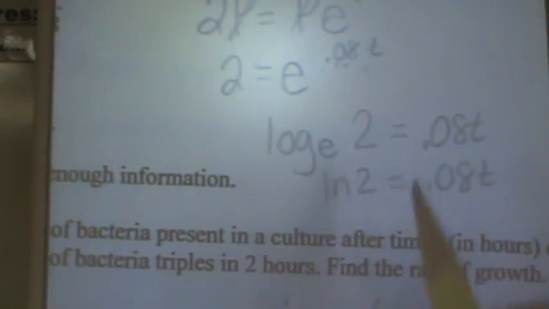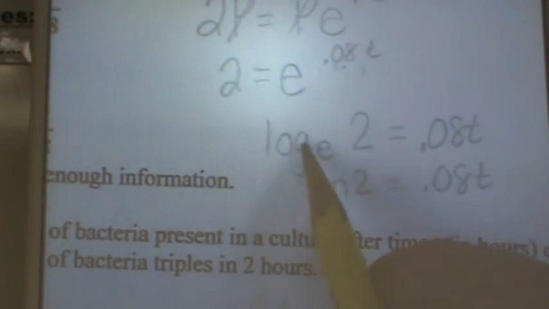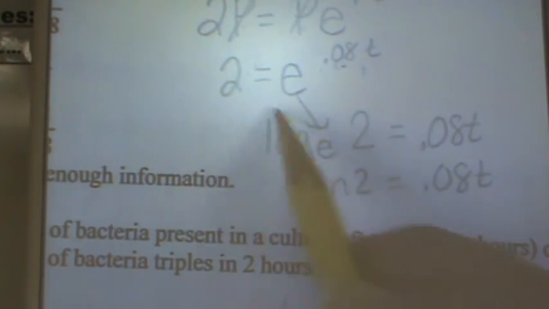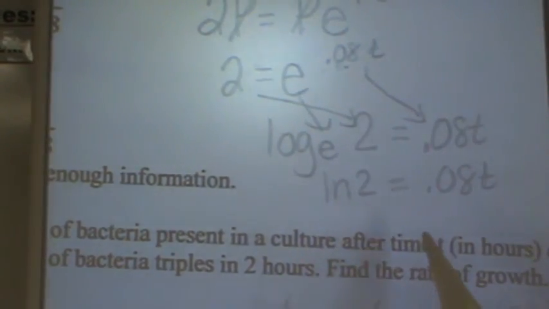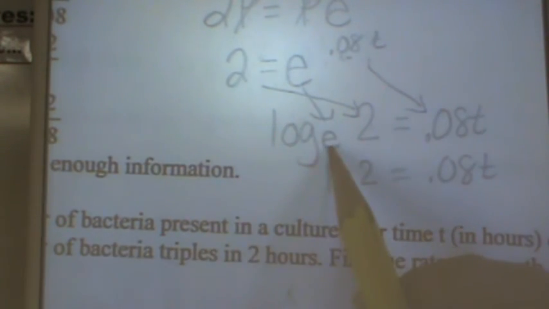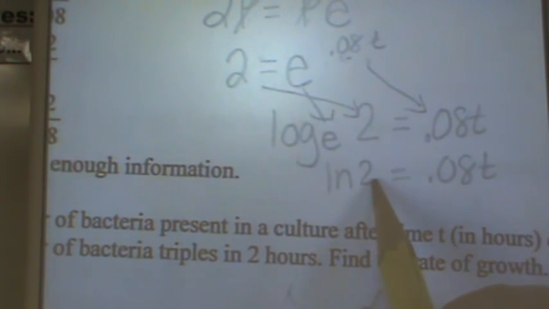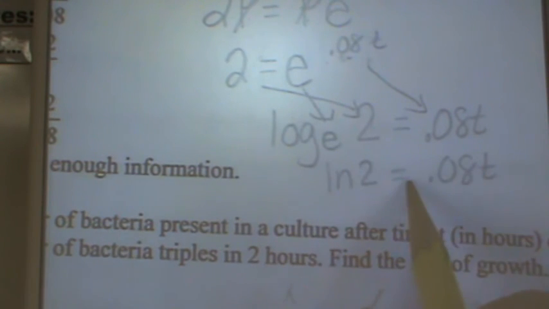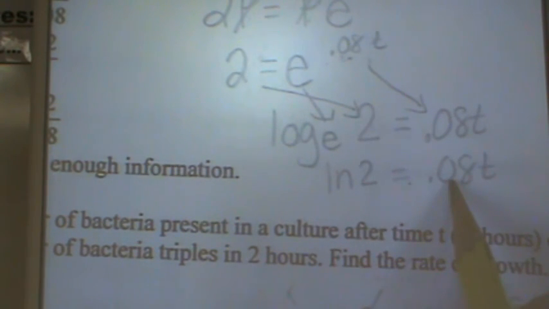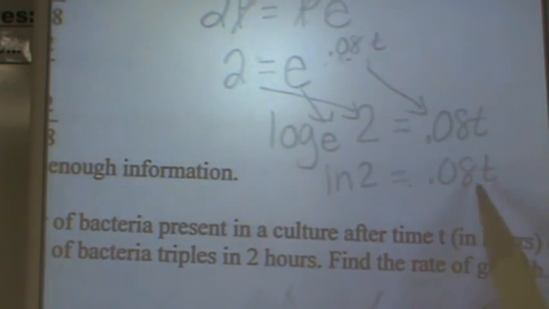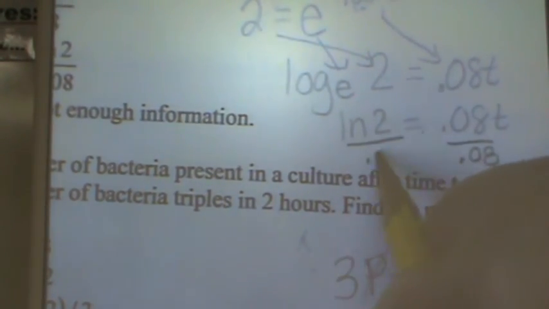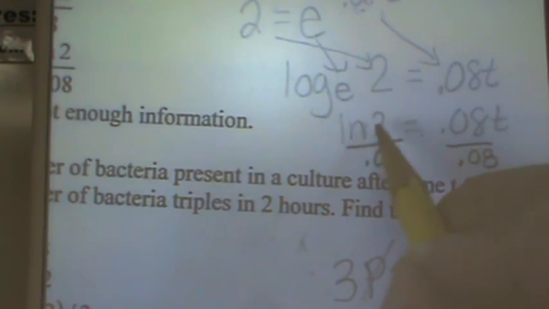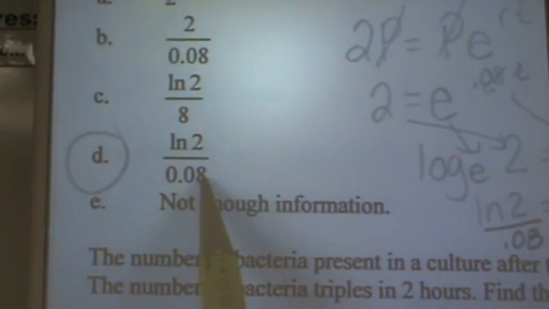Now you're going to turn this into another log problem. Log, the base is e, 2 is equal to 0.08 times t. Well, log base e is really ln. ln 2 equals 0.08 times t. So if we're solving for t, you're going to divide both sides by 0.08. So ln 2 divided by 0.08, which is D.